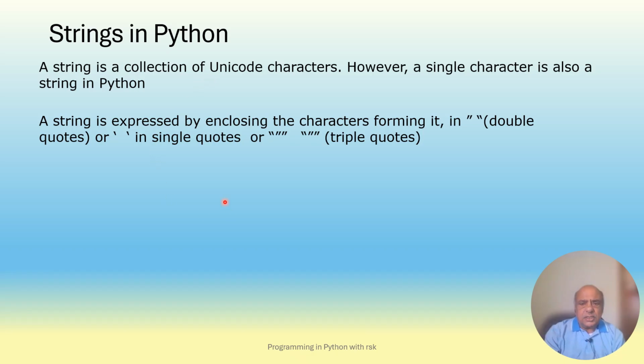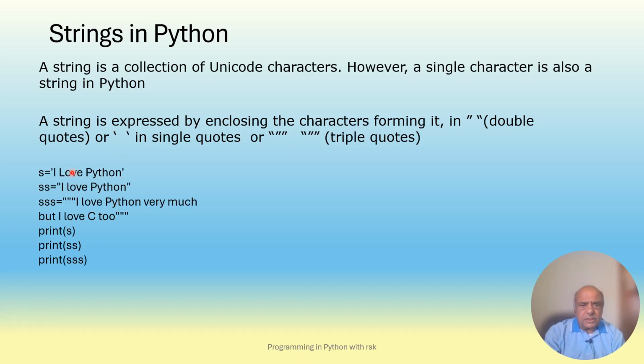A string is expressed by enclosing the characters forming it in either double quotes, or in single quotes, or in triple quotes. All these 3 types of quotes which we use for expressing a string in Python have their unique identities and unique functionalities.